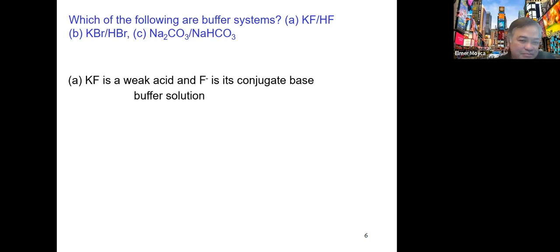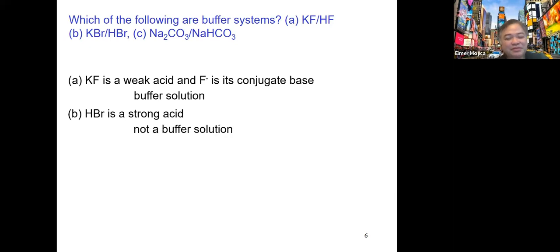Is B a buffer? All you need to know is to know if the acid is strong or weak. If it's strong, then it's not a buffer. HBr is one of the strong acids, so it's not a buffer.